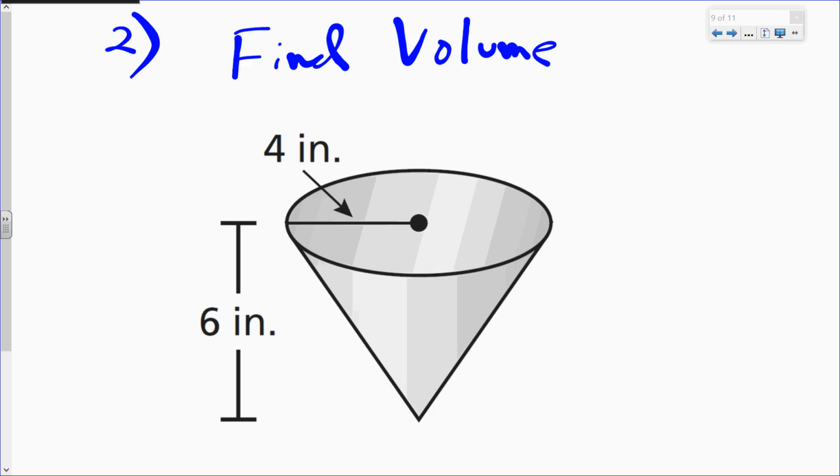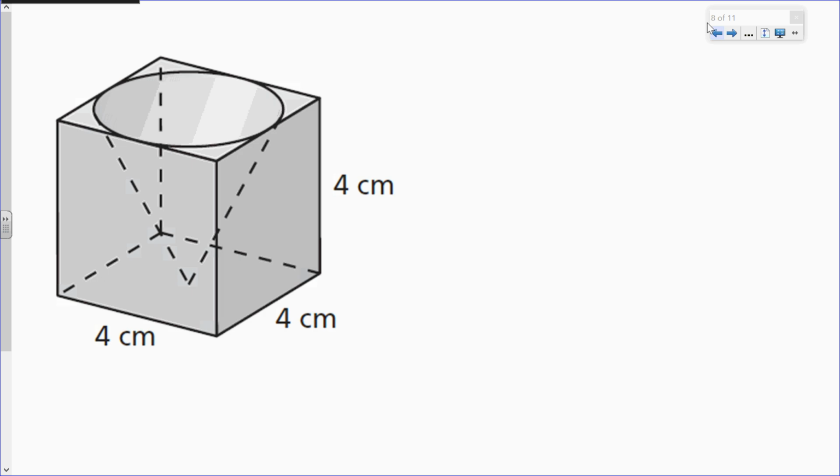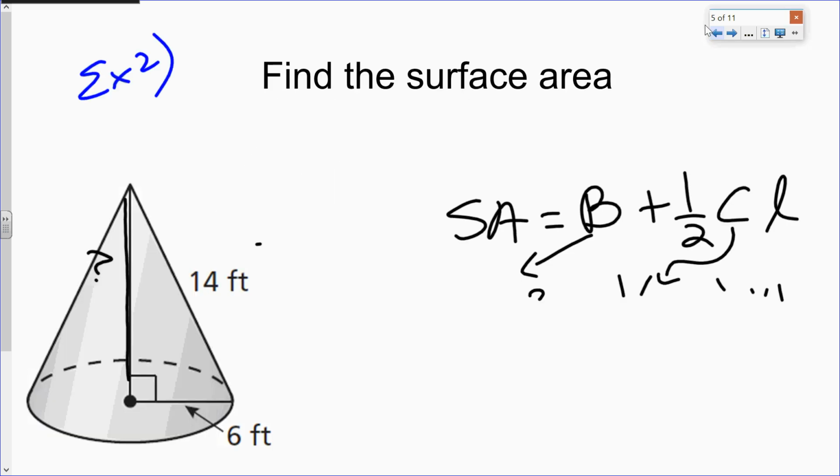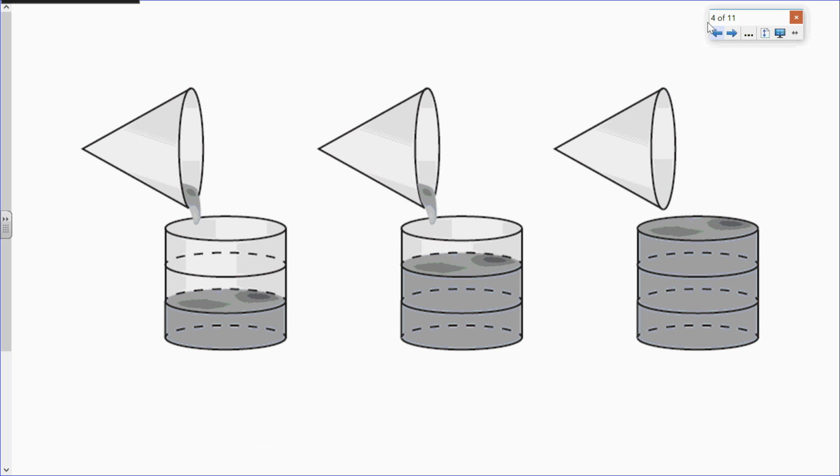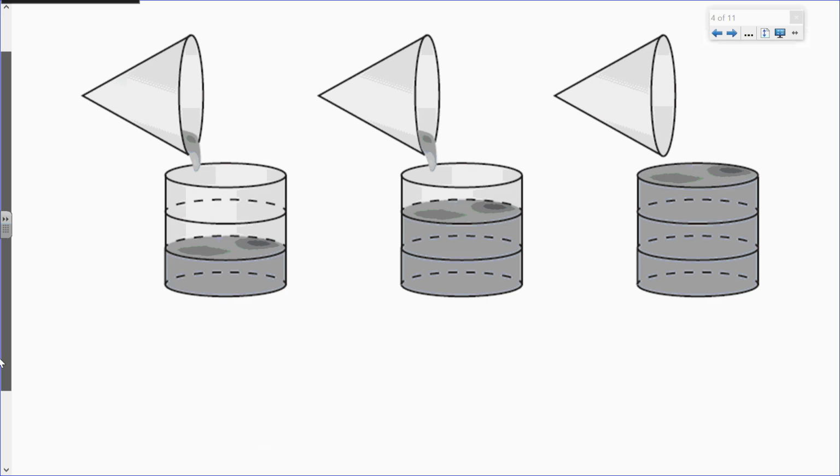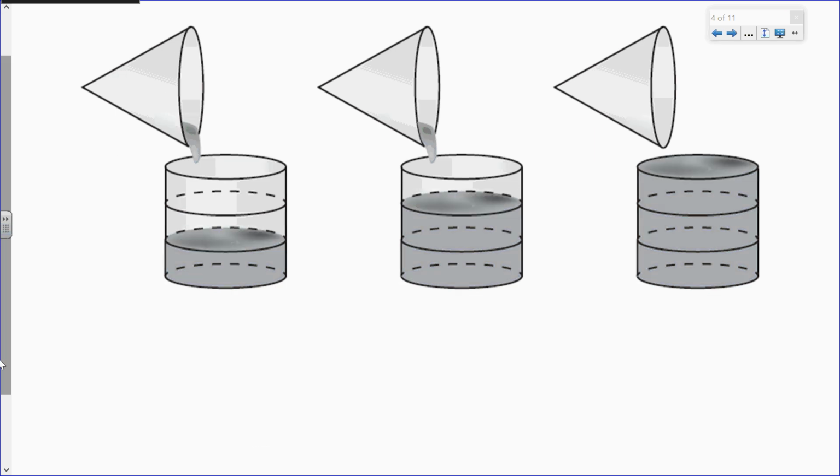The volume formula for a cone. Check this out. Look at this picture here. Can someone tell me the volume formula for a cylinder? Before that, look at the cone. There's some liquid or sand being poured from a cone into a cylinder.